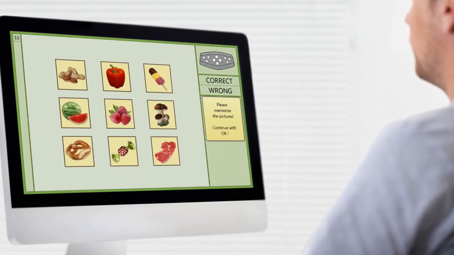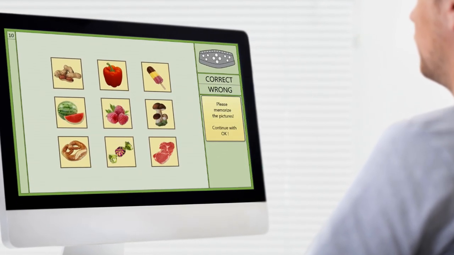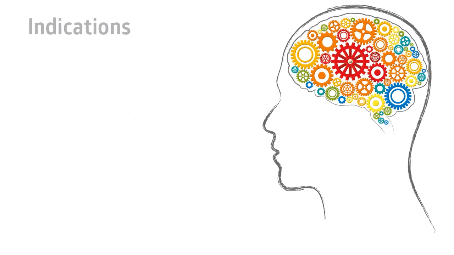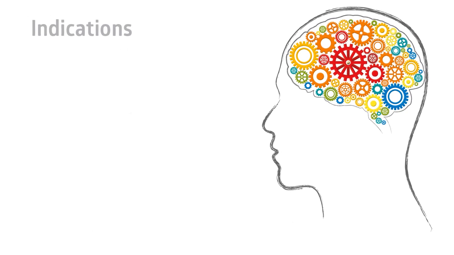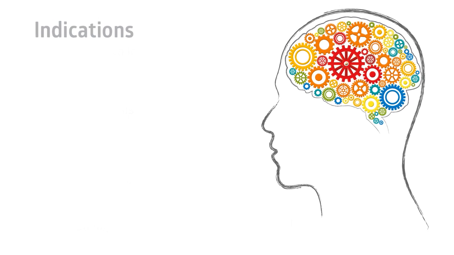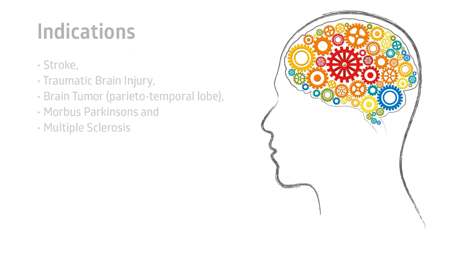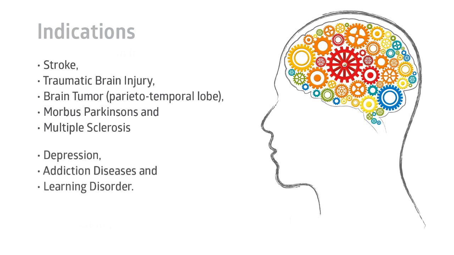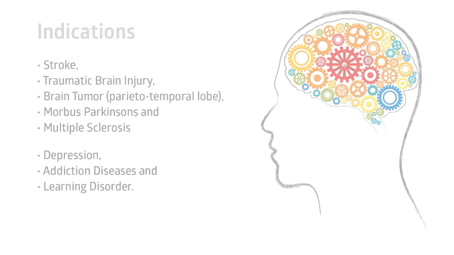The RehaCom module, Topological Memory, trains short-term memory and recall. The training with this module is indicated for patients with memory impairments after neurological diseases, such as stroke, traumatic brain injury, brain tumour, morbus Parkinson's, and multiple sclerosis, as well as for patients with psychiatric, gerontopsychiatric and other diseases, such as depression, addiction diseases, and learning disorders.